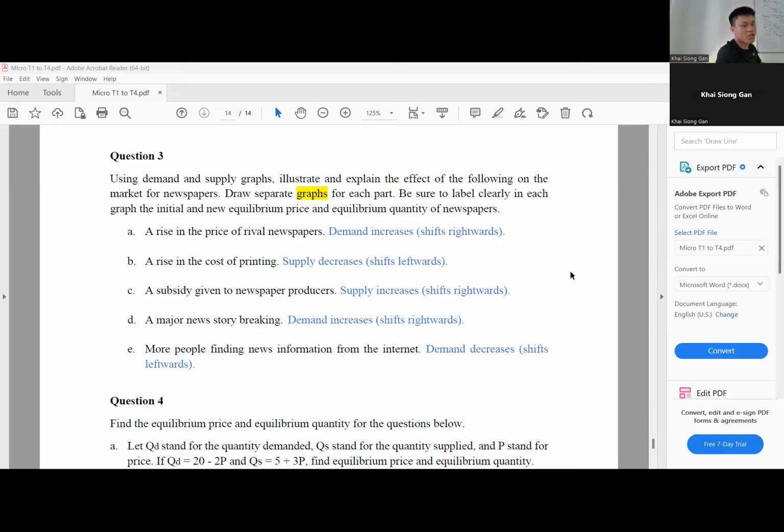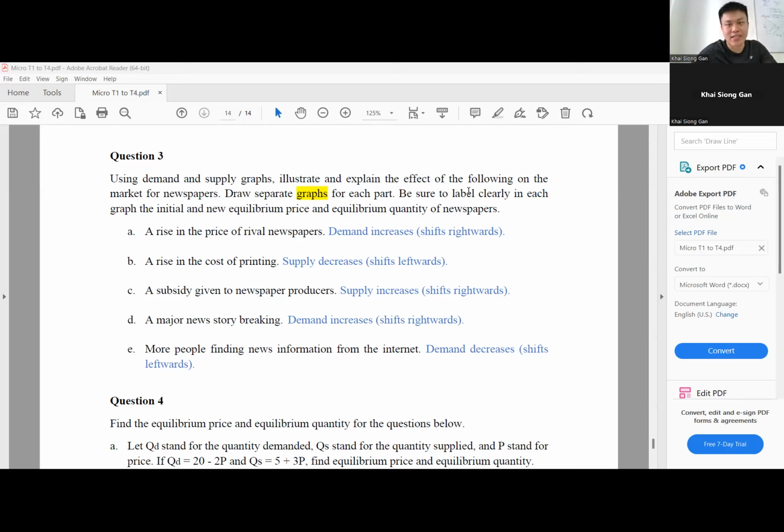I want to talk a bit about question 4 and 5, because question 4 and 5 came out last year as the section B questions, right? So I want to talk quickly about question 4 and 5. Yes. So sorry, a bit rushed for today's class. But yeah.